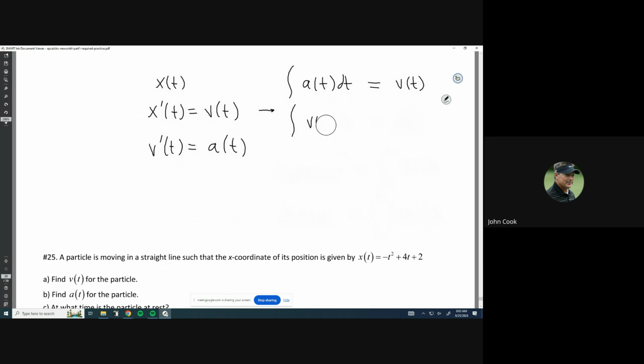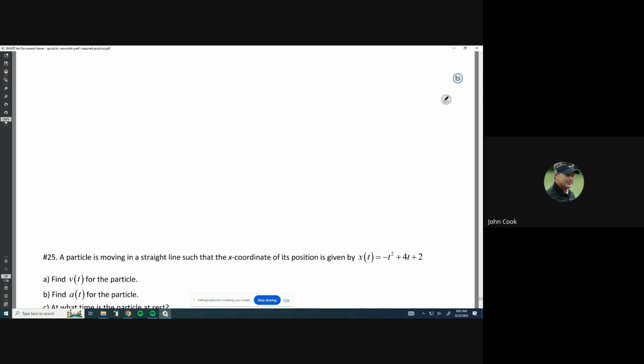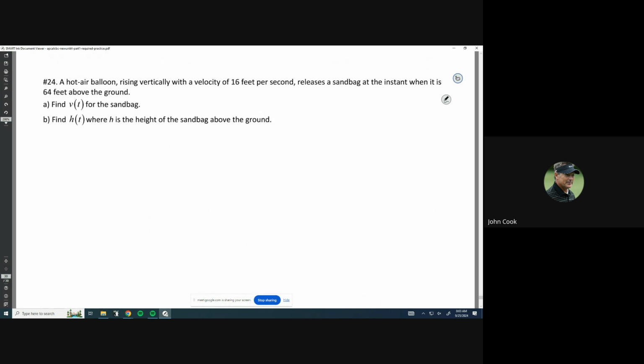Anyways, after that brief review, the rest of this should be pretty easy. For part A, let's read the problem. A hot air balloon rising vertically with a velocity of 16 feet per second releases a sandbag at the instant when it is 64 feet above the ground. Find the velocity of the sandbag, and then find the height of the sandbag above the ground for any t value. So let's try out a little scenario here.